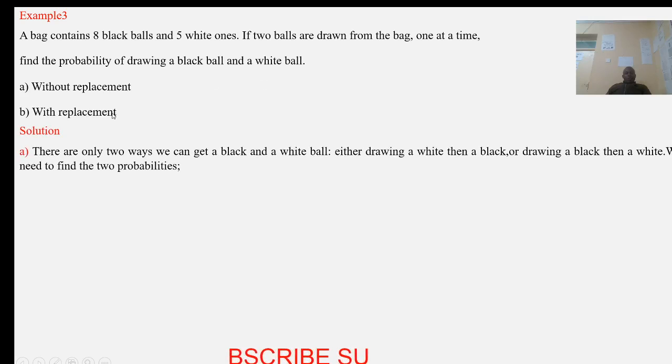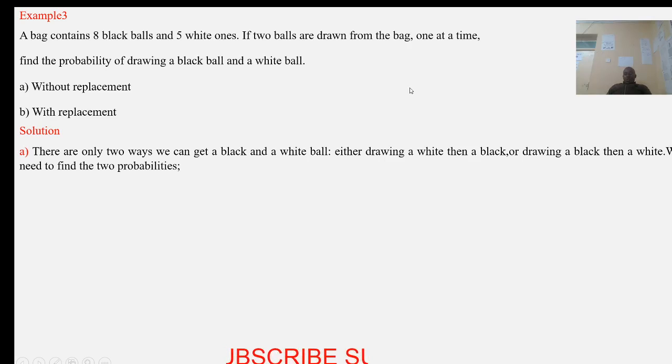So for part A, we need to understand that there are only 2 ways we can get a black and a white ball: either drawing a white then a black, or drawing a black and then a white. That one is well understood, if you are asking the probability of drawing a black ball and a white ball.